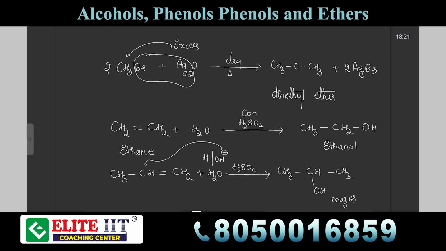Okay, done. Next one, write down the mechanism, mark it as important. It is a 3-marker question. Mechanism of conversion of ethene to ethanol. Under that, step 1, electrophilic attack of hydronium ion on alkene to give a carbocation, an intermediate product.